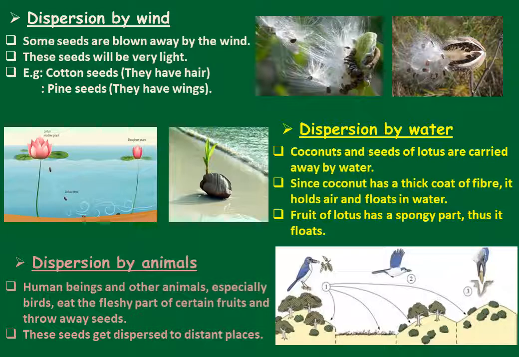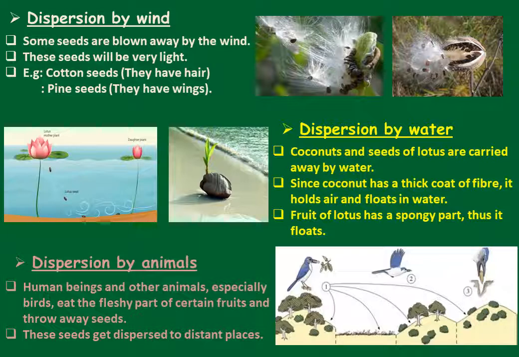This is one of the important ways of dispersion. Some plants, after eating the flesh of some fruit, will take the seed and, while flying or moving somewhere else, drop it in the soil, and from there it will grow. So what it does is take the seed away from the mother plant.